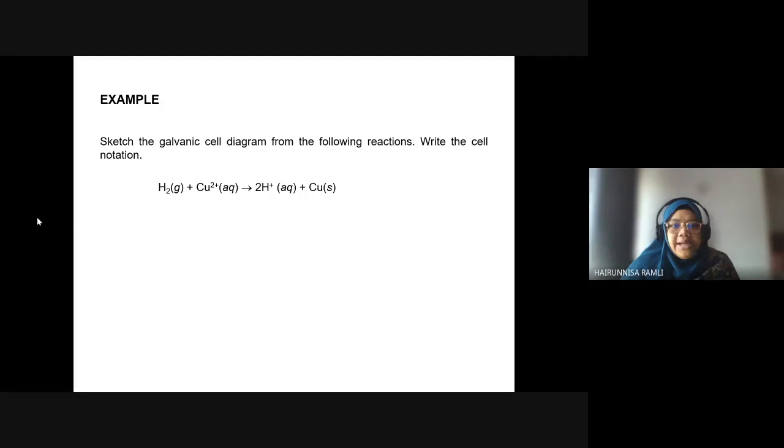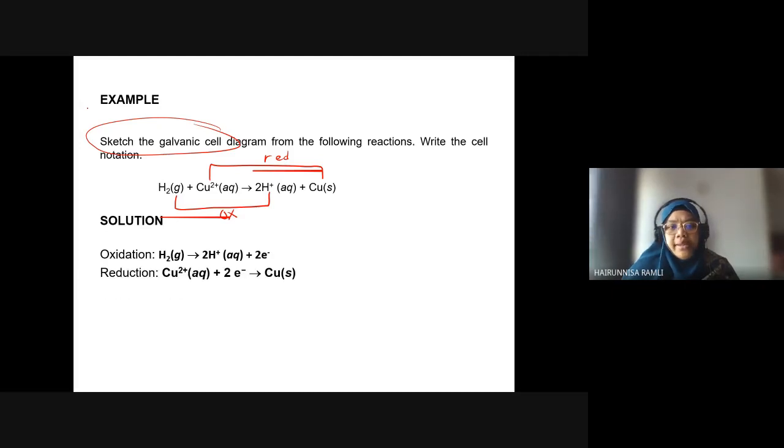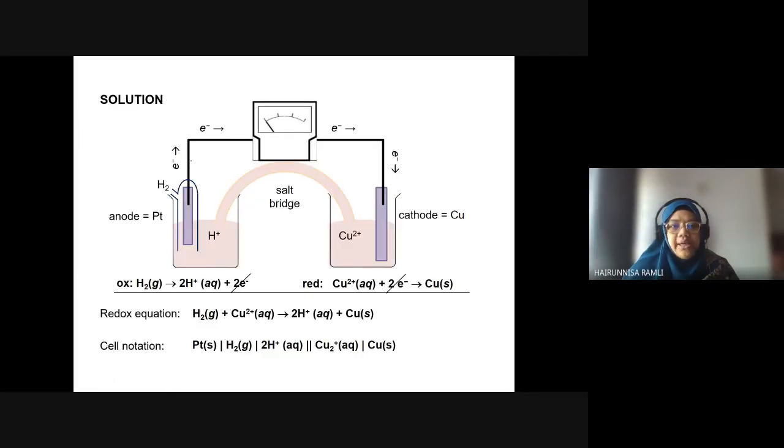Okay, another example. This one involves gas. Sketch the galvanic cell and write the cell notation. Now, H2 goes to H+, and Cu2+ goes to Cu. The oxidation part here is the hydrogen, while Cu2+ to Cu is the reduction. Looking here, how do we sketch? This is the sketch. Again, the left side is always the anode, and the right side is the cathode.